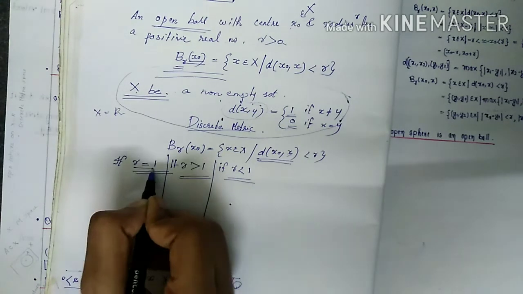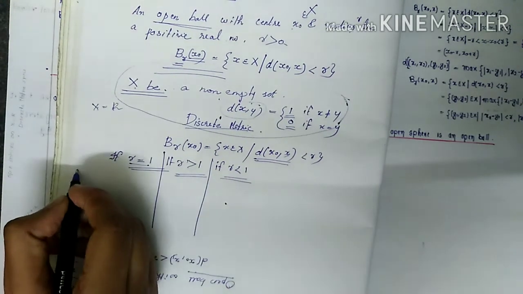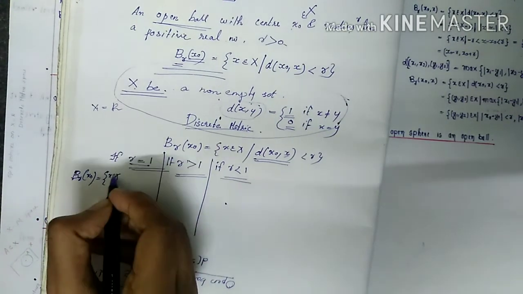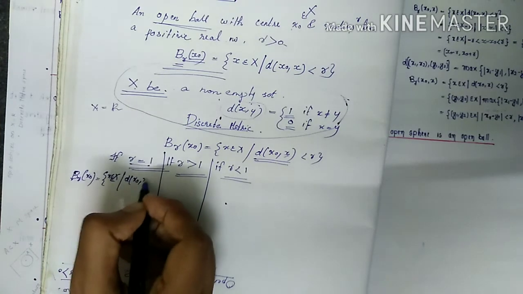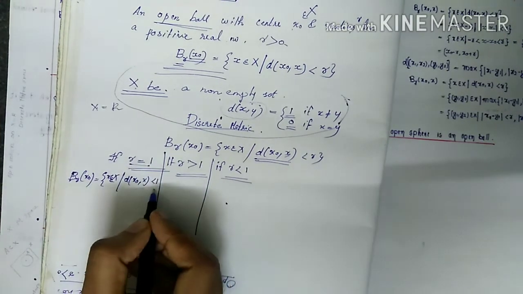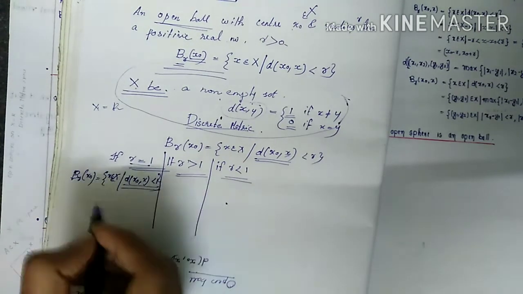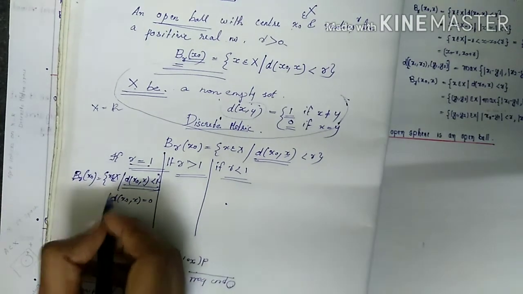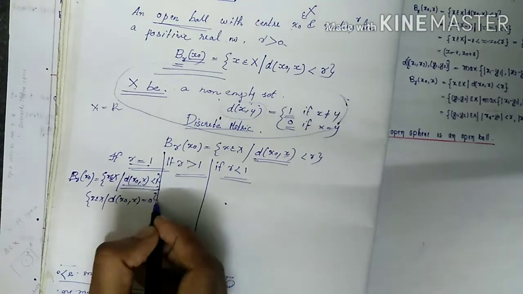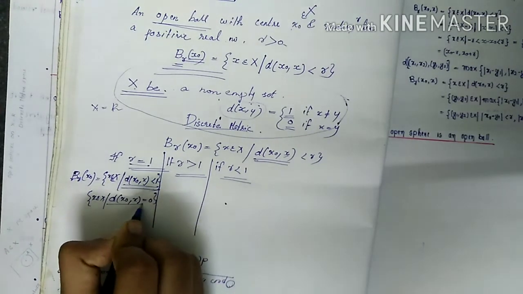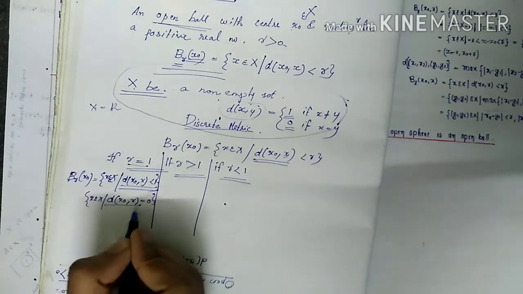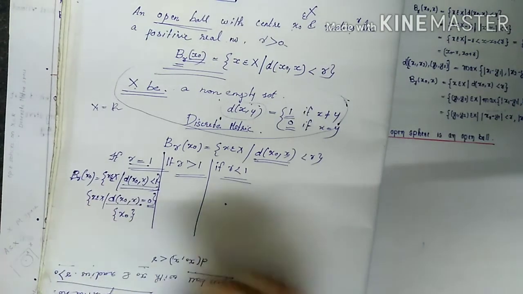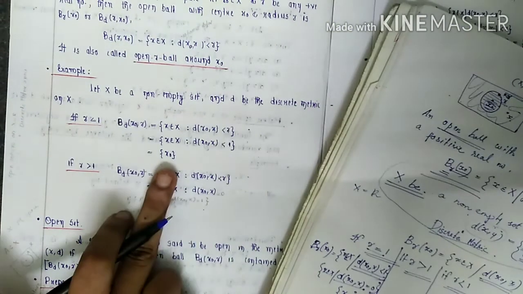If r equals 1, then B_r(x0) is the set of x in X such that d(x0, x) is less than 1. If it is less than 1, we must have d(x0, x) equal to 0. If d(x0, x) equals 0, the distance between x0 and x is 0, so x is simply x0. That is, the set {x0}.